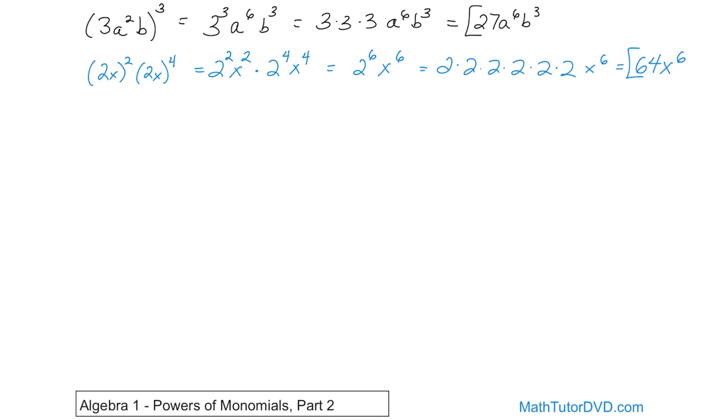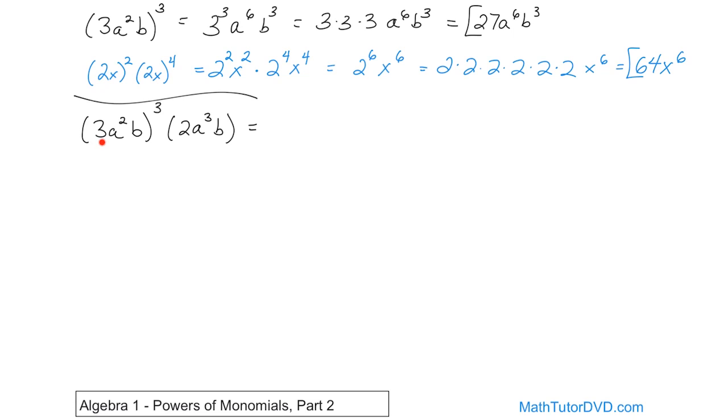All right, now our next problem, again, we're just cranking the complexity up just a little bit each time, is going to be a little more complicated. It's 3 times a squared times b, all raised to the power of 3, and then we multiply that times another monomial, 2 times a cubed times b.